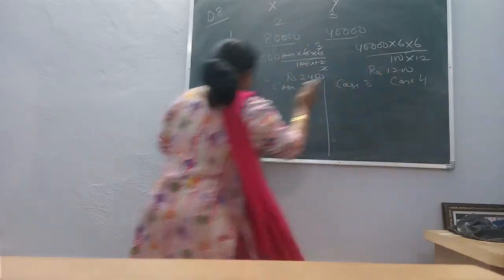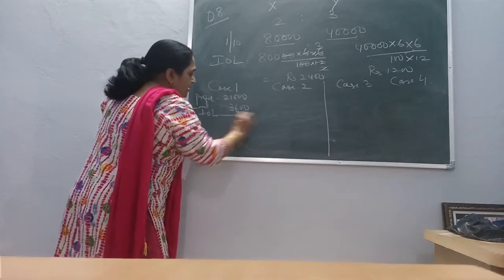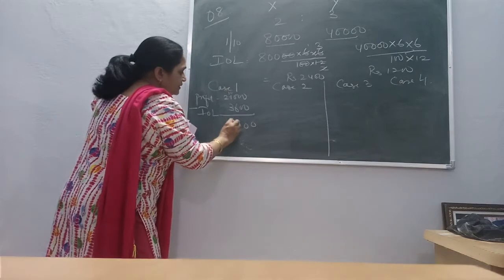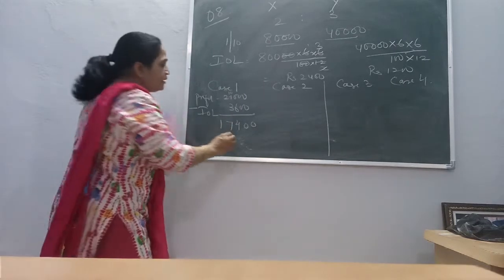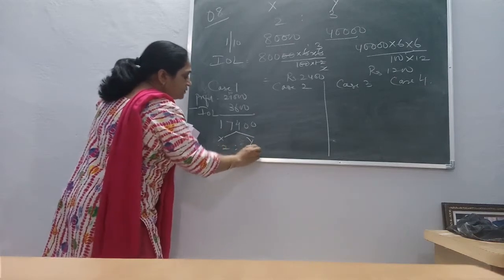2,400 plus 1,200, so minus interest on loan 3,600. And the remaining profit which is there, that is 17,400. This will be distributed among X and Y in 2:3.